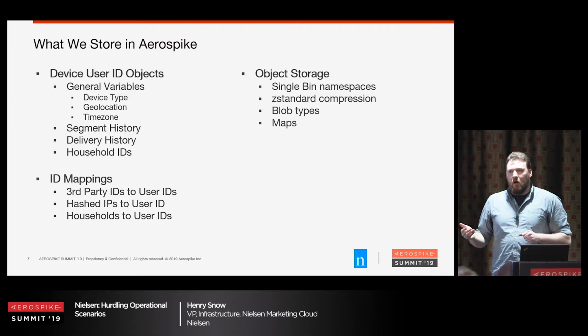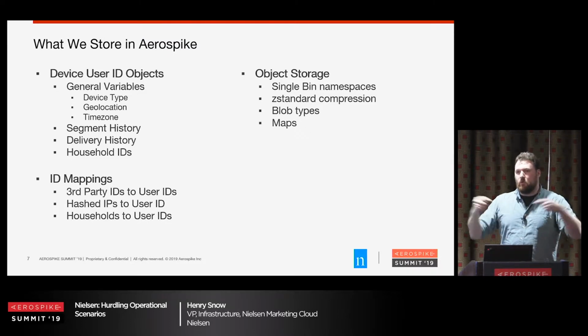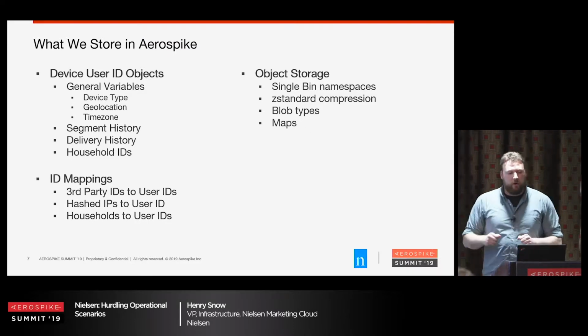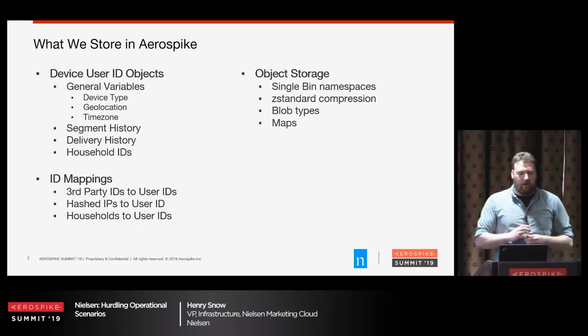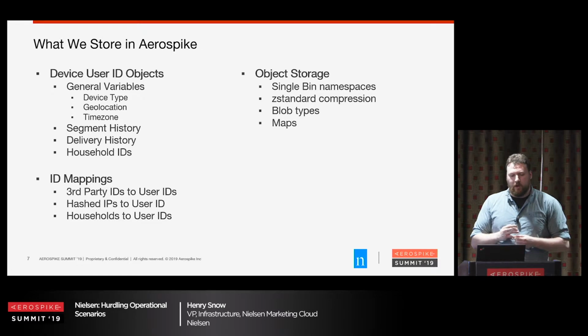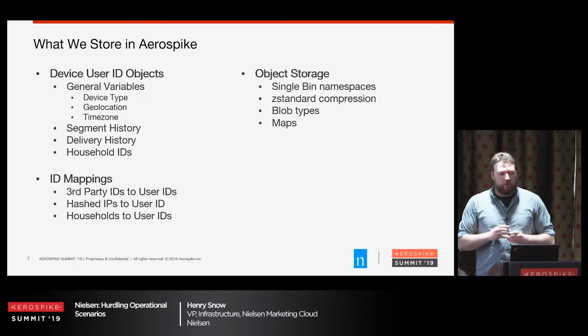These are internal to external mappings. So it might be a publisher has a different ID for representing this device. We have our own representation of this device, so we have a way to connect the dots between the two. We also store hashed IPs. IPs are considered PII, and we don't store any PII, so we store hashed IPs instead. So we have a way of mapping from an IP address to a user. We might also store household IDs as well.